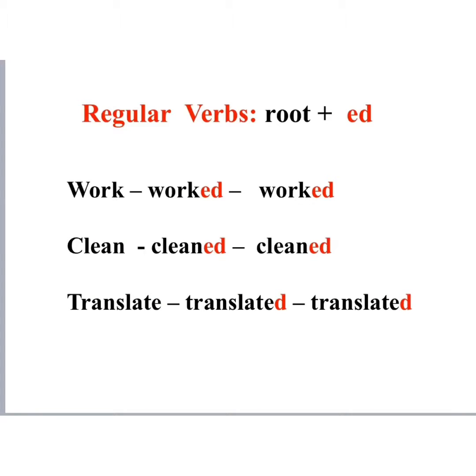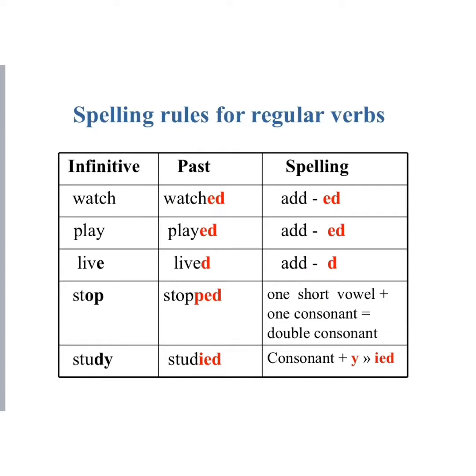Regular verbs are formed with the help of the suffix -ed attached to the root of the verb. For example, work, worked, worked; clean, cleaned, cleaned; translate, translated, translated. When the second and the third forms of the verb are formed, we should follow some spelling rules. For example, watch, watched; play, played.